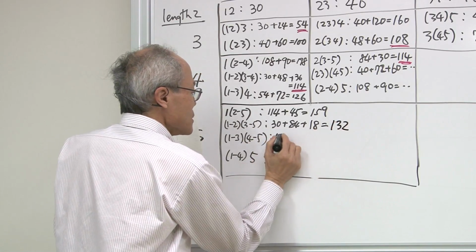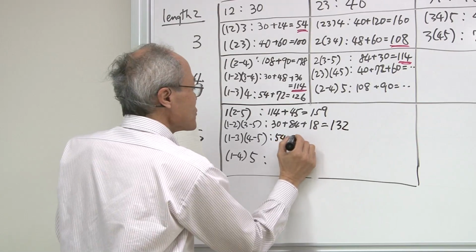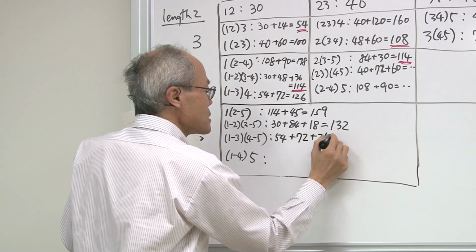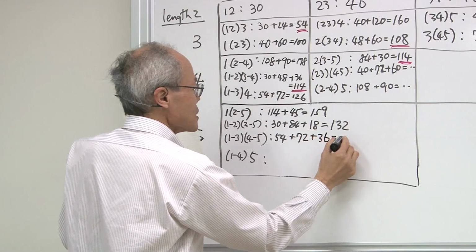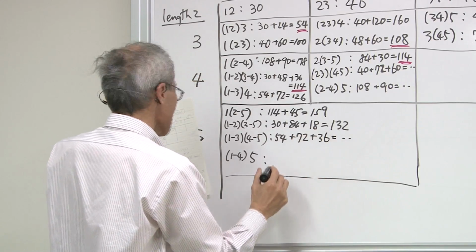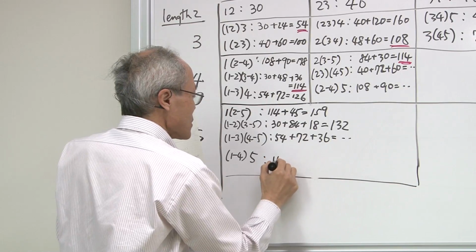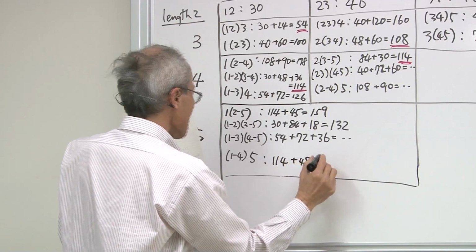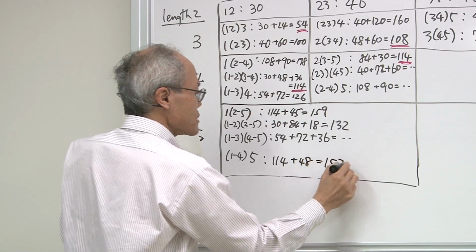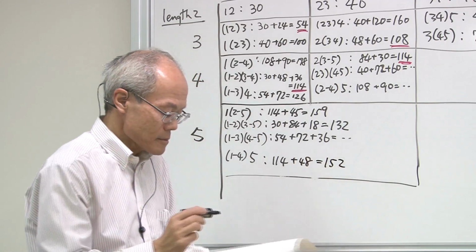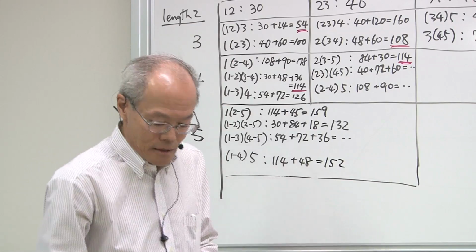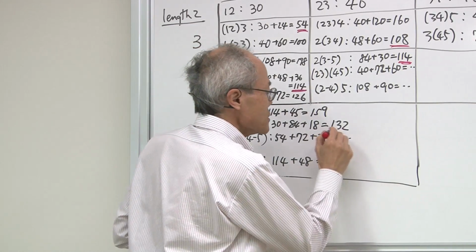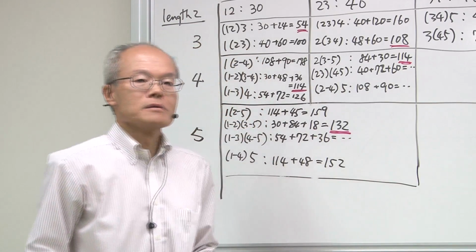Here, 54 plus 72 plus 36 is equal to, too many. 114 plus 48 is equal to 152. Okay. So the best one is here. The best one is here.